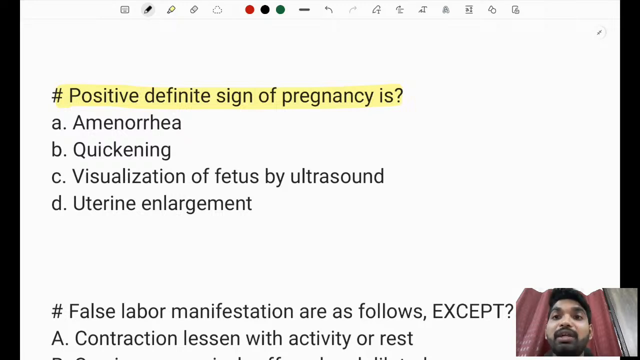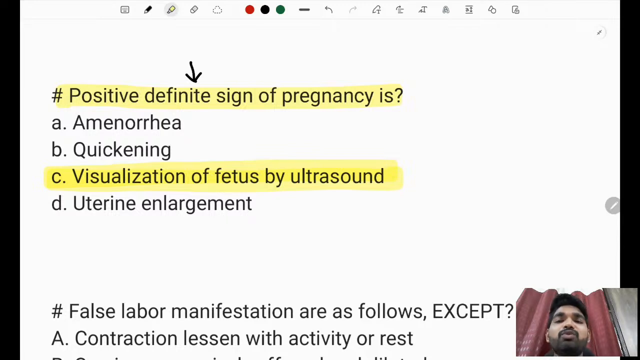Here they are asking you for a definitive sign. That means a diagnostic sign. They are not asking you for a probable sign or presumptive sign. They are asking you for a diagnostic sign. What is a diagnostic sign? Visualization of fetus by ultrasound. Excellent. Those who answered this, yes, you are right. It is visualization of fetus by ultrasound. Option A, amenorrhea, is not the right one.